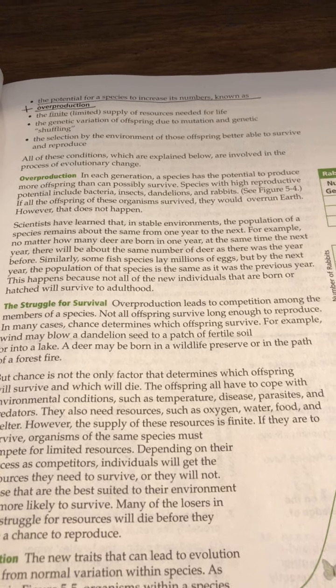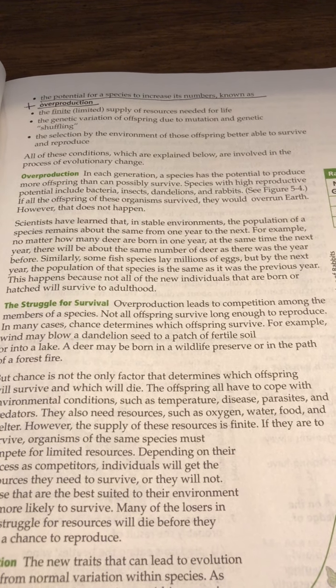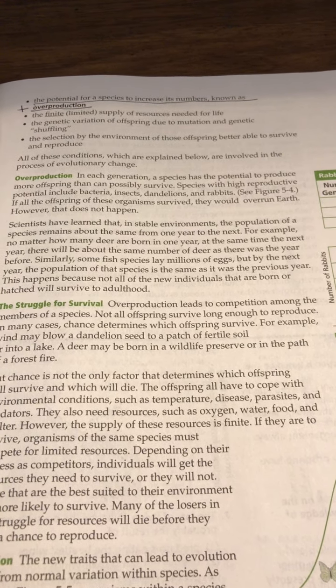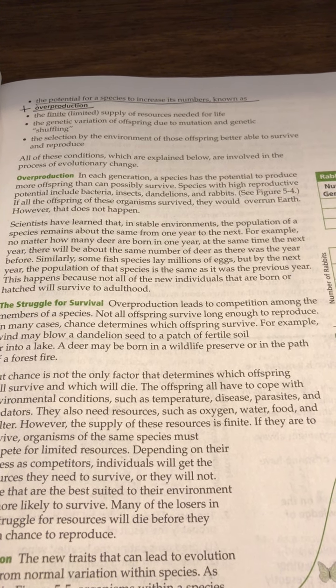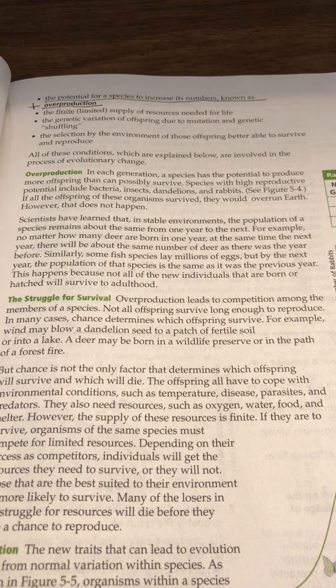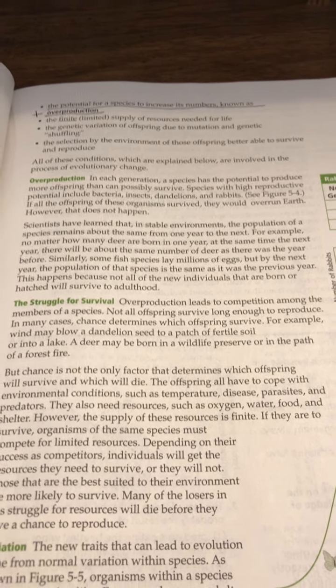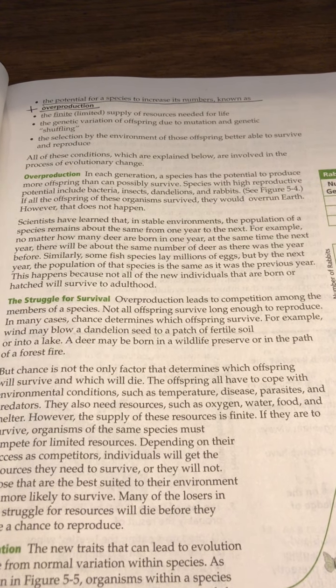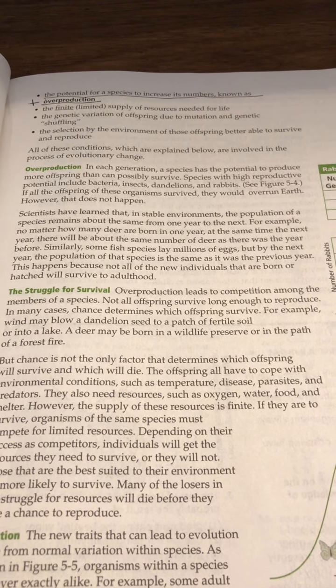Overproduction. In each generation, a species has the potential to produce more offspring than can possibly survive. Species with high reproductive potential include bacteria, insects, dandelions, and rabbits, see figure 5.4. If all the offspring of these organisms survived, they would overrun Earth. However, that does not happen.